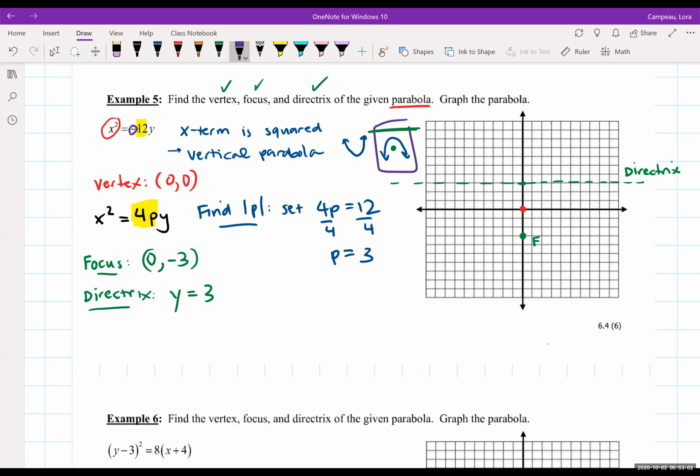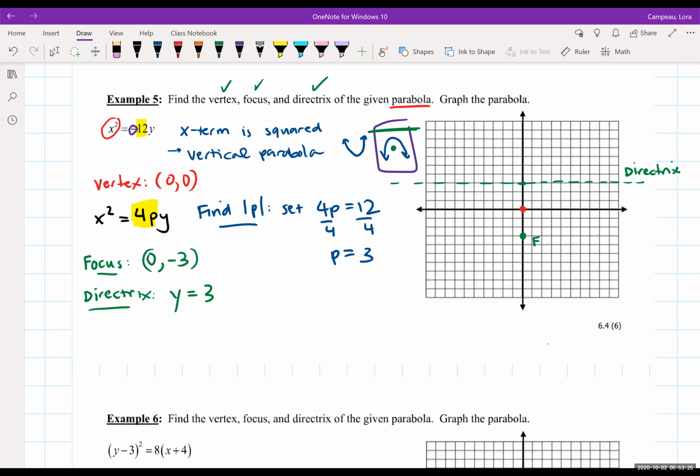Now we do have an idea of what it looks like. We always kind of say you may want to find 2 other points on the graph. You can either do that by plugging y values or x values into the equation and solving for the other variable. But one of the shortcuts that I found, I like to use the latus rectum. So what I like to do is figure out what is 2p.